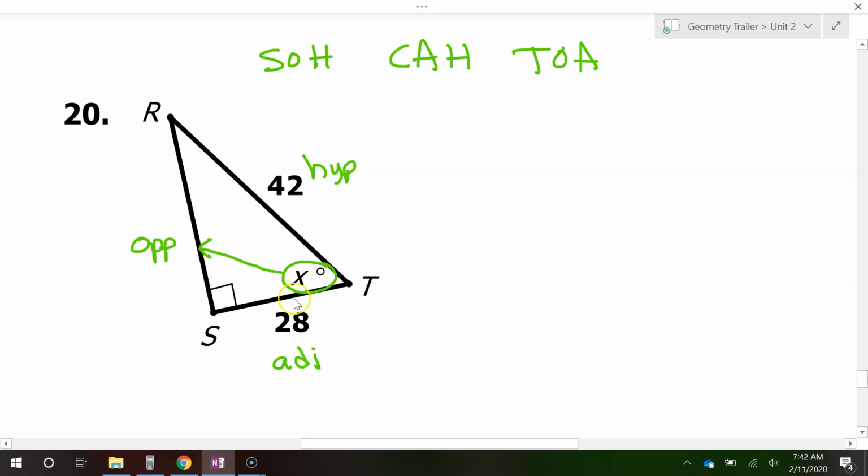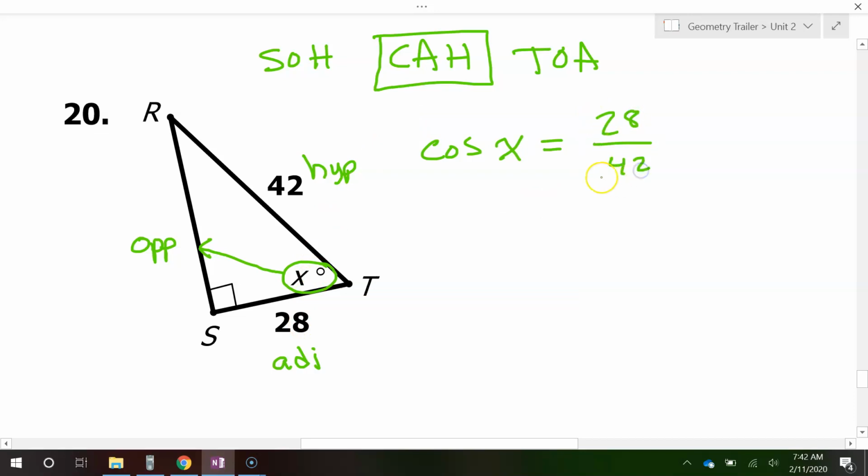So which two sides are we actually dealing with? We have the 28 and the 42. That is adjacent and hypotenuse. So which trig function involves adjacent and hypotenuse? That's going to be cosine. So we will write cosine of the angle, even though it is a variable, and that will equal adjacent over hypotenuse. So in this case, that is 28 over 42.